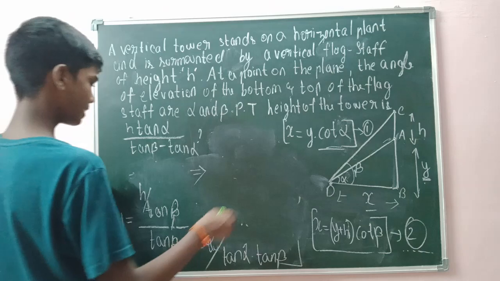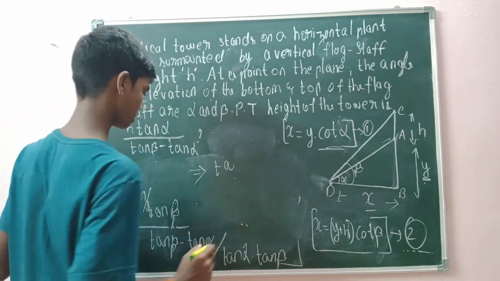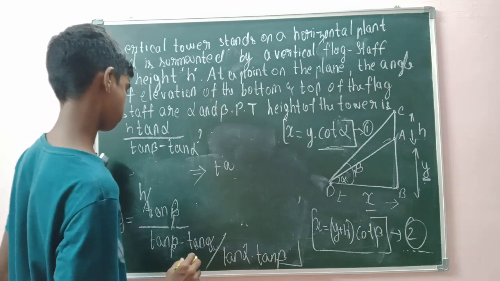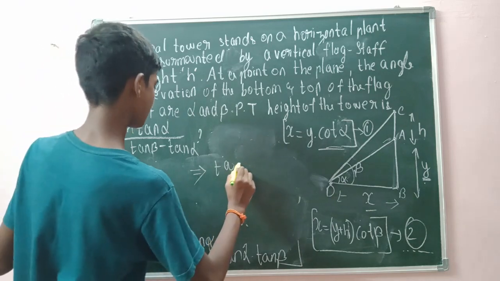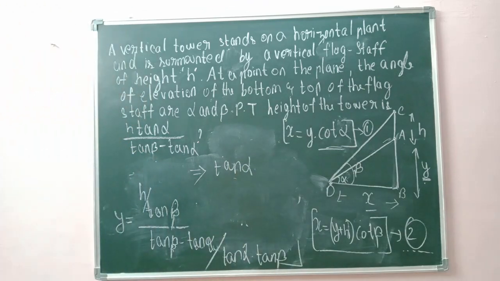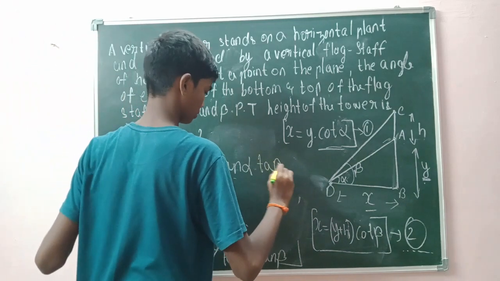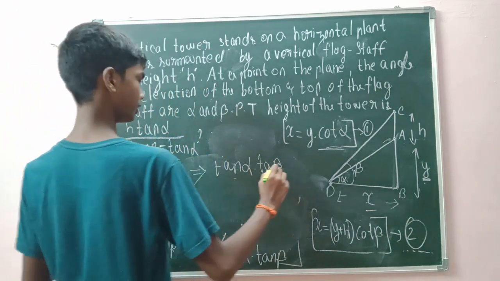Therefore, just take LCM and reverse it up. So we'll get tan alpha tan beta times h. I think everything is perfect.